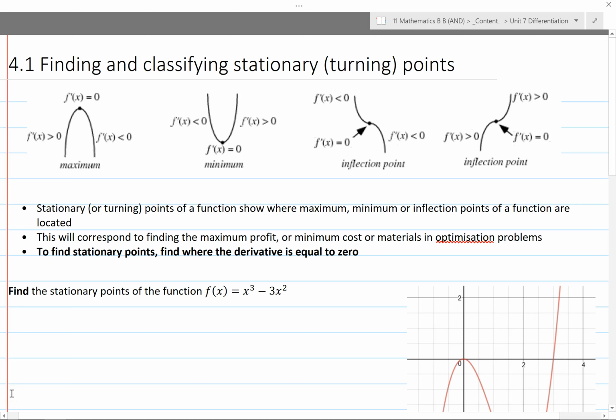In this lesson, you'll learn how to find and classify stationary points or turning points. There are 4 different types of stationary points: the maximum, the minimum, the inflection point, and another inflection point.